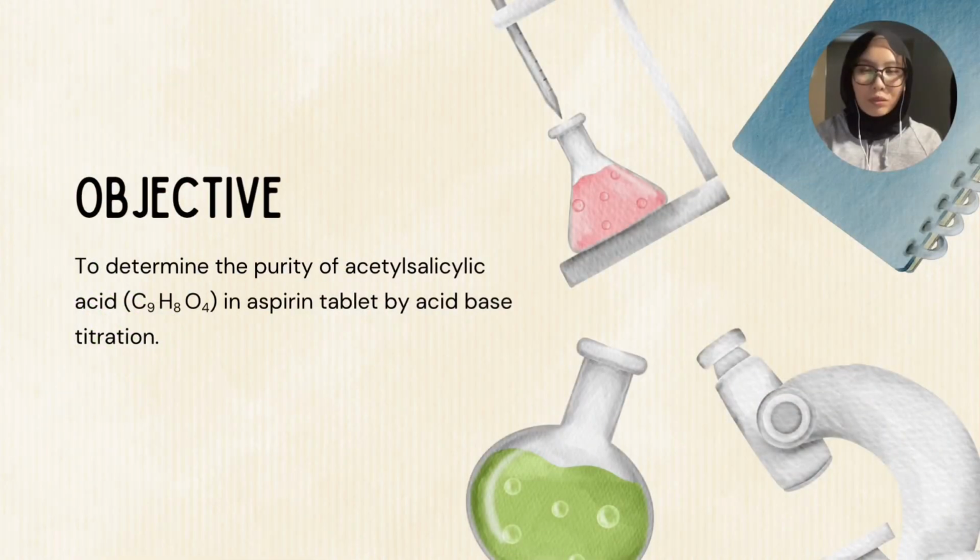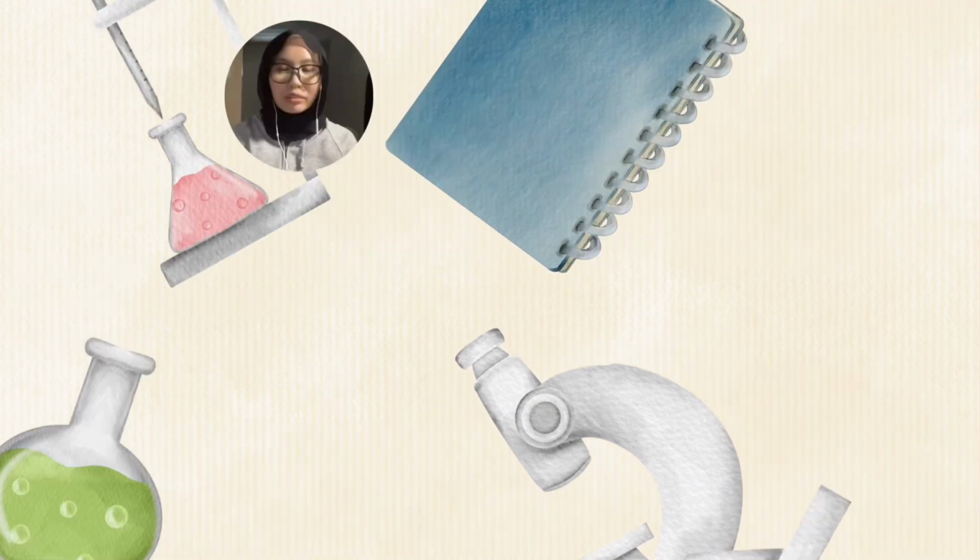The objective of our experiment is to determine the purity of acetyl salicylic acid, which is the active ingredient in aspirin. The chemical formula for acetyl salicylic acid is C9H8O4. We will use the method of acid-base titration to analyze aspirin tablets and find out how much of the actual active ingredient they contain. This helps us to assess whether the aspirin tablets meet the expected purity standards.